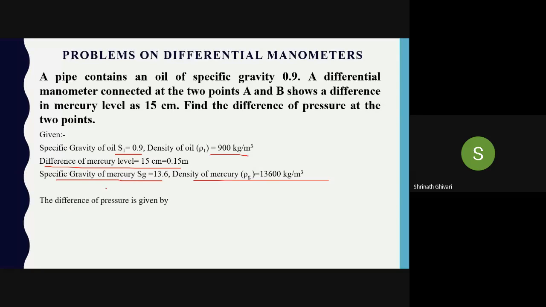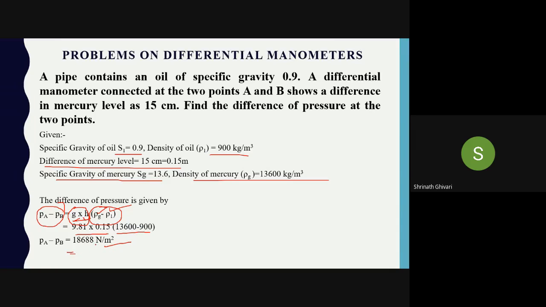Then the difference of pressure is given by PA minus PB equals rho into g into h. Why? Because g and h will be the same: 9.81 and the height will be the same in the mercury pressure difference. But the density will change. What is the density? Rho G minus rho 1. Why not rho 1 minus rho G? Because it will become negative, but we have to find the gauge pressure. Therefore, rho G is 13,600 minus 900. So the answer will be 9.81 into 0.15 into (13,600 minus 900). So the answer is 18,688 Newton per meter square.